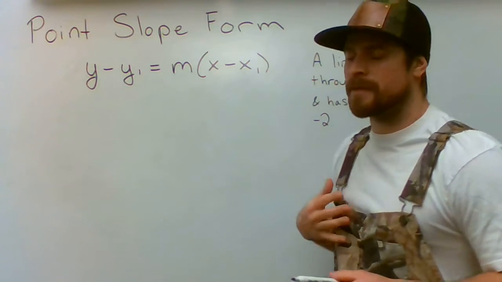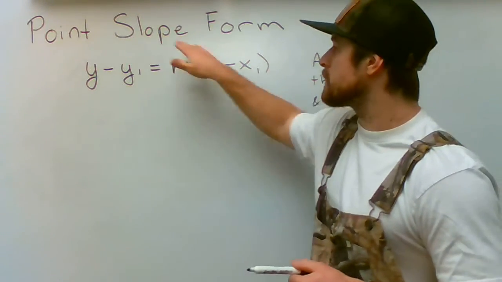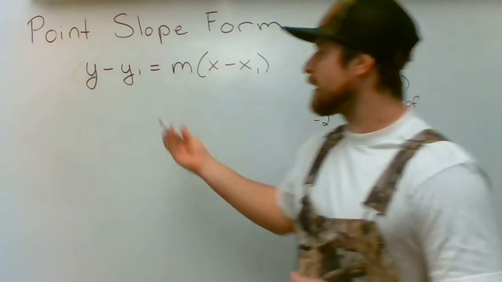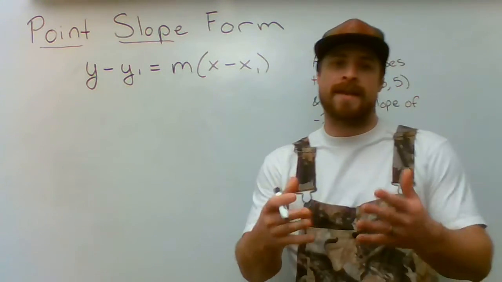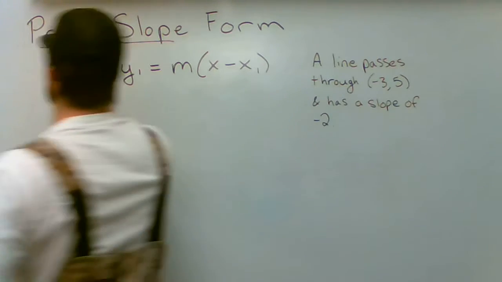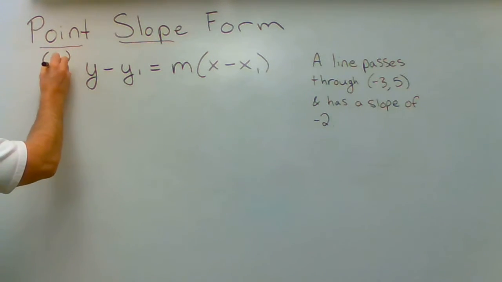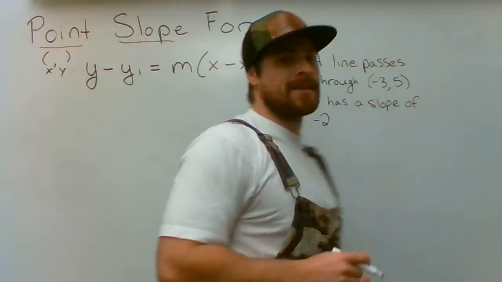But we're going to be talking about the form that we typically talk about second in this chapter, and that's point-slope form. Okay? I like the name because it tells me exactly the two pieces of information that I need in order to write an equation out like this. I need a point, which is usually an x and a y coordinate, and I need a slope.